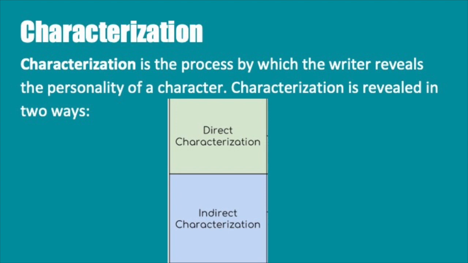So, characterization is the process by which the writer reveals the personality of a character. This can be done in two different ways, and it's important that you write these down: direct characterization and indirect characterization. And as we're going through our lessons, you need to make sure that you understand the absolute difference between the two of those. And I'm going to share with you the difference between the two today.